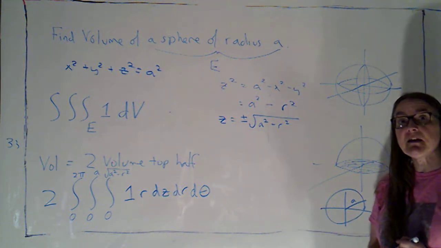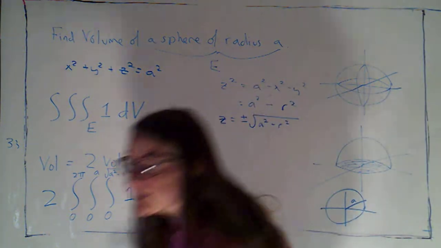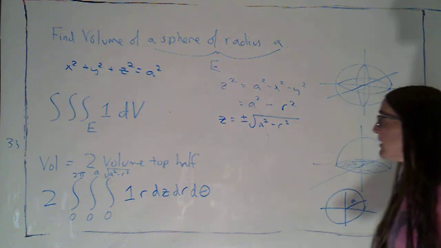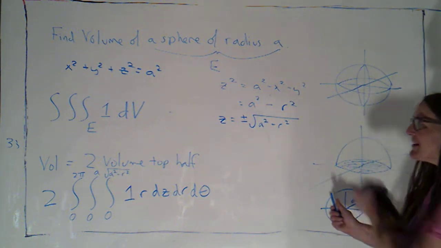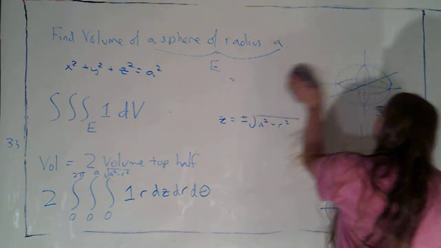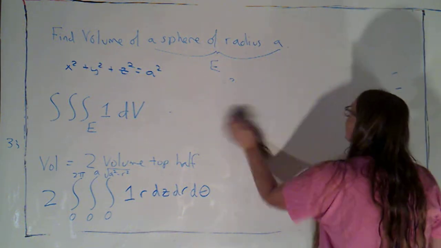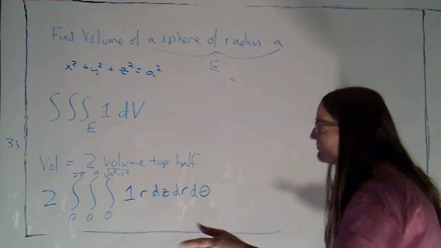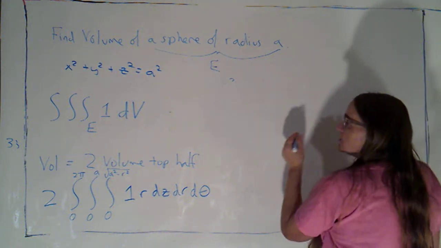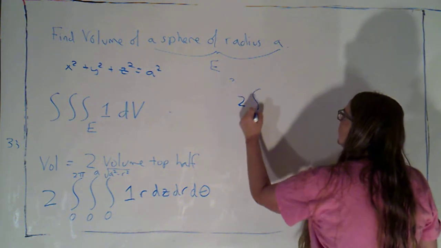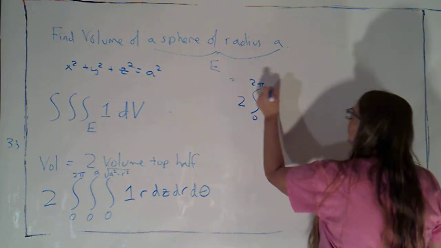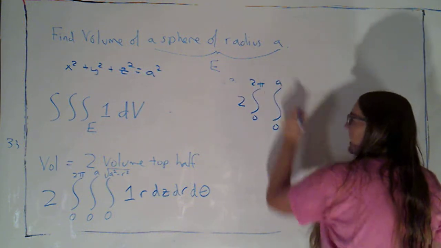So if I'm finding volume in cylindrical coordinates, my integrand is always going to become r, because the factor of r from the dV gets multiplied by 1, and that's what I integrate. Okay, so we've got 2 copies of the integral from 0 to 2 pi, the integral from 0 to a.